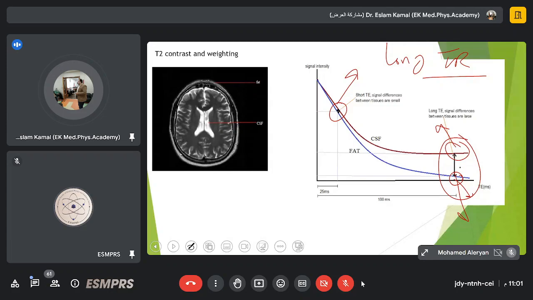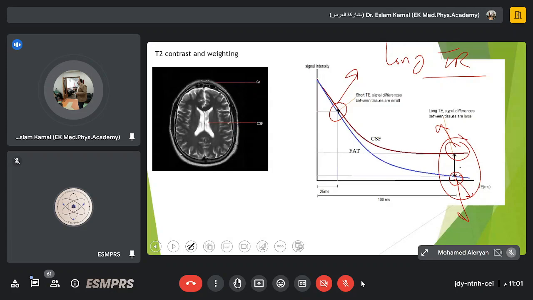You get the point? So TR is the repetition time between the first radiofrequency pulse and the second one, which is long for a T2 weighted image and short for a T1 weighted image.